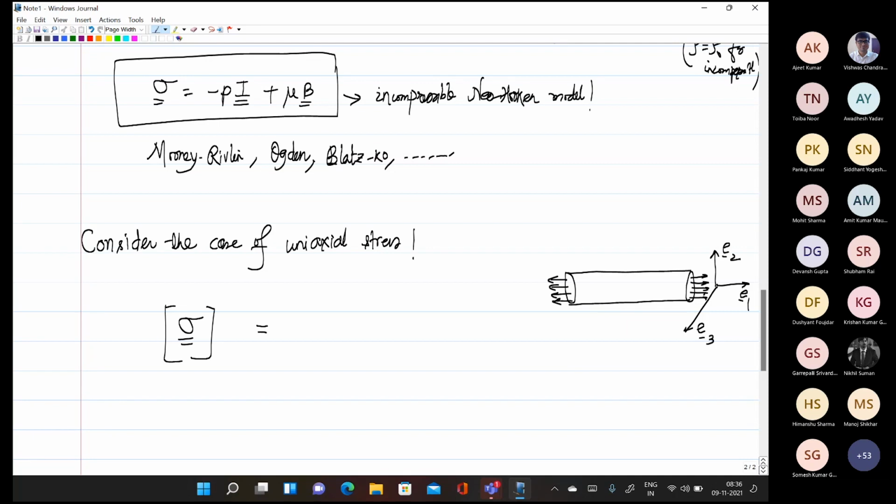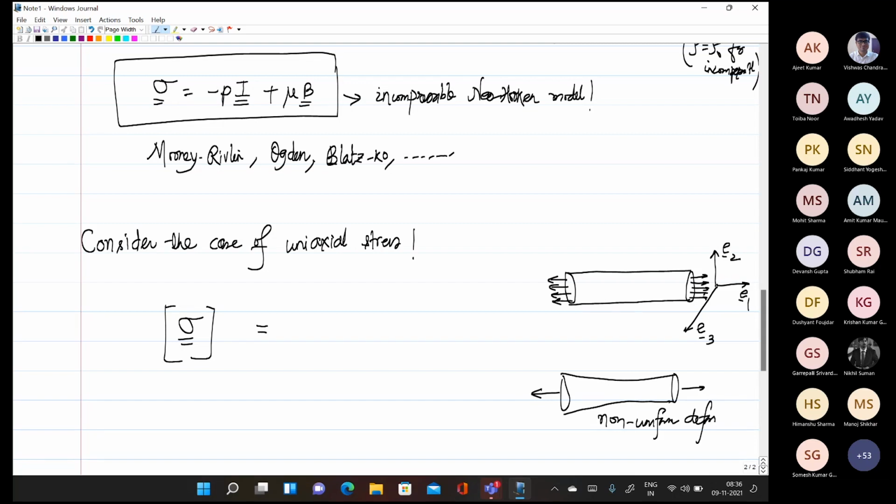For example, in the actual testing that you do, the material becomes something like this, because at the ends you're holding the beam, but at the middle there will be more shrinkage, because at the ends you're not allowing it to shrink. So this is a case of non-uniform deformation. So analyzing it is not so easy.